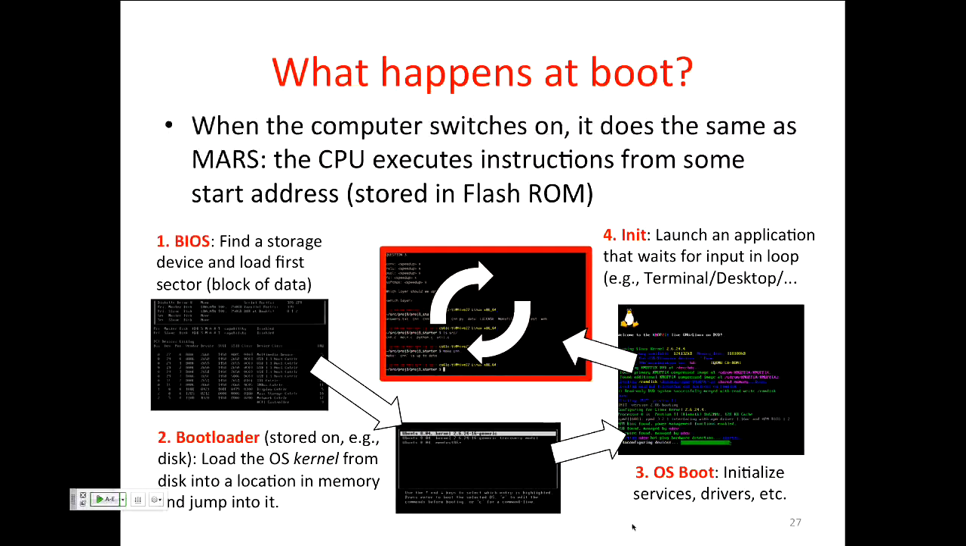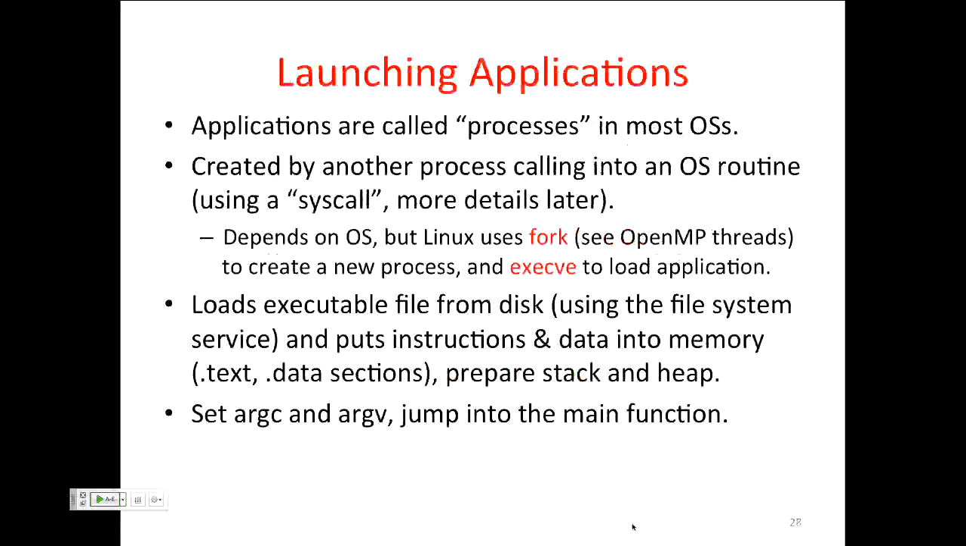Okay, so now we're at this point. We've booted our operating system. We are in the shell process, which is just looping and waiting for user input. So how do we actually run programs? Programs are running in what's called a process, or at least it's called that in most operating systems. You can think of a process as a unit of managing one program. So one program is basically managed as one process.